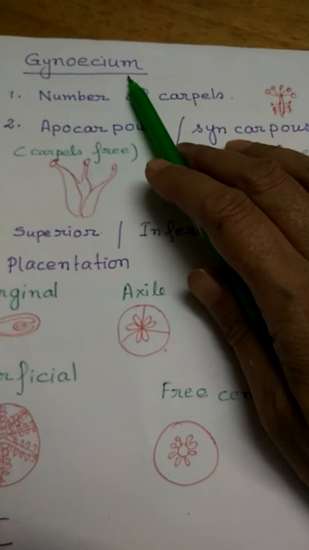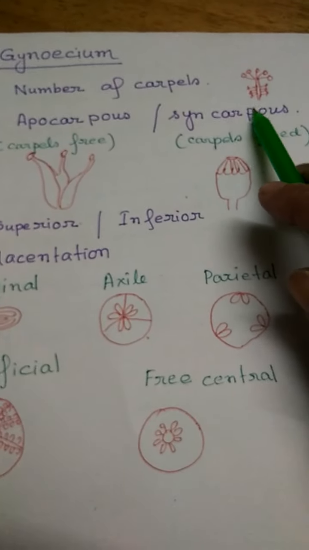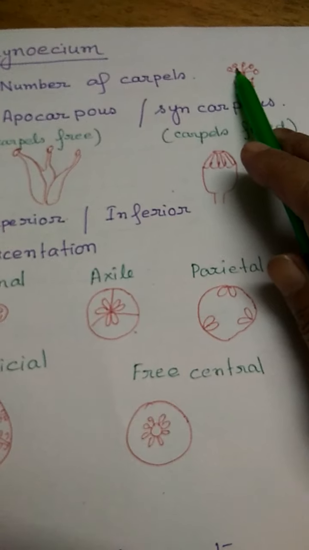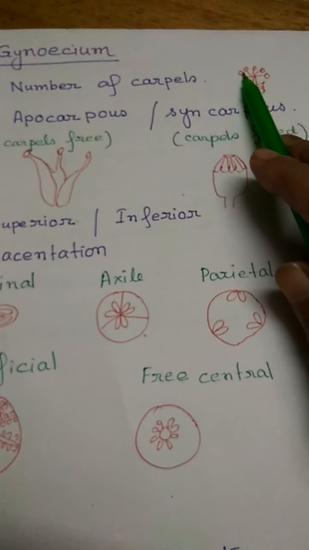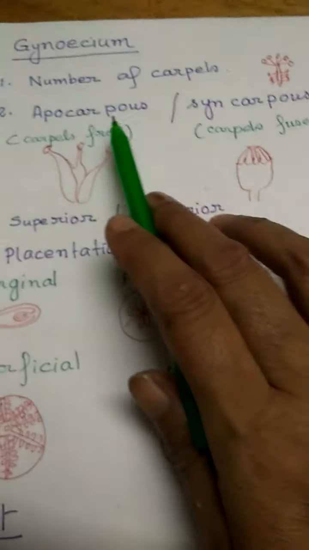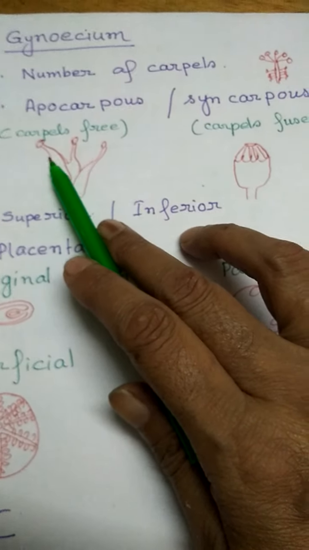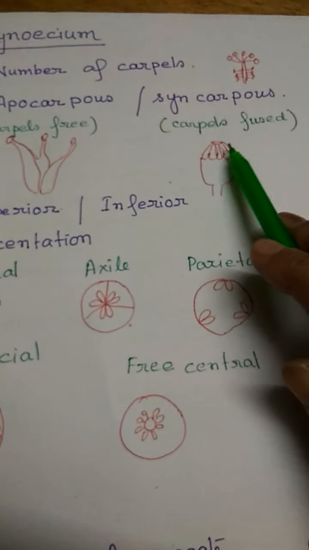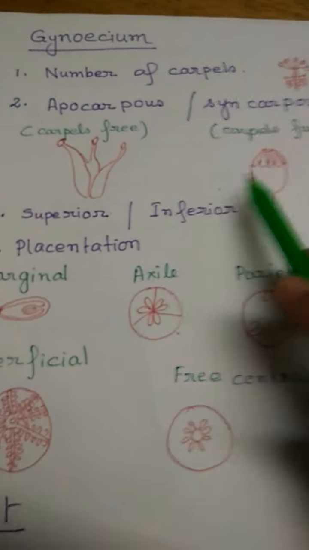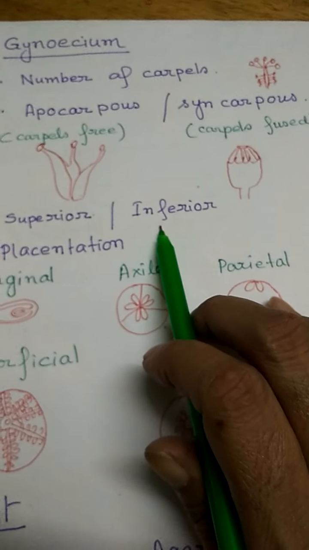So next one is gynoecium. Number of carpels. In case of this one, the number of carpels is 5. So 5 in number, easily you can count. Then whether it is apocarpous or syncarpous. Apocarpous means carpels are free. Easily you can count 1, 2, 3. And in case of syncarpous, carpels are fused. You cannot count, they are fused. Then next one is whether they are superior or inferior.